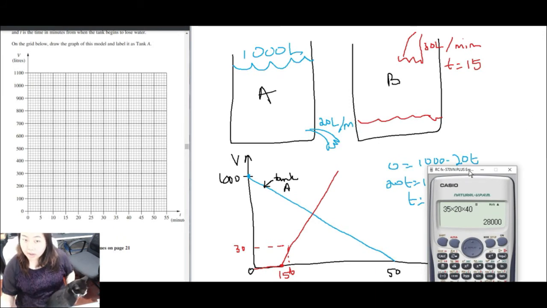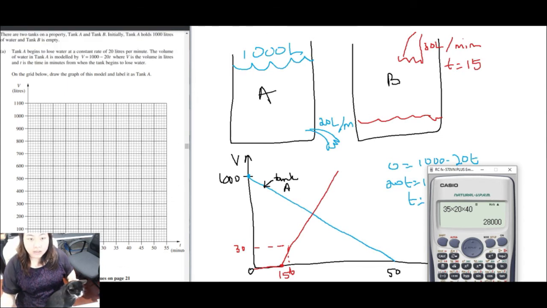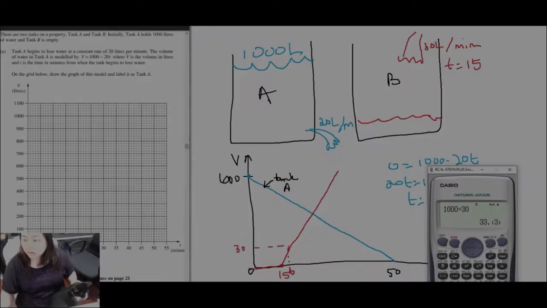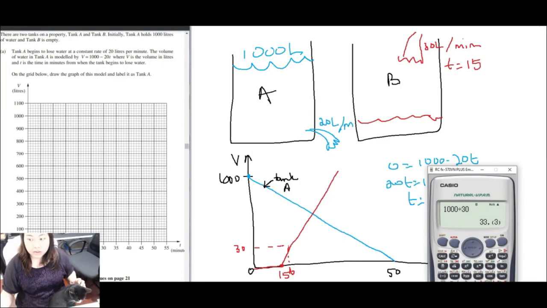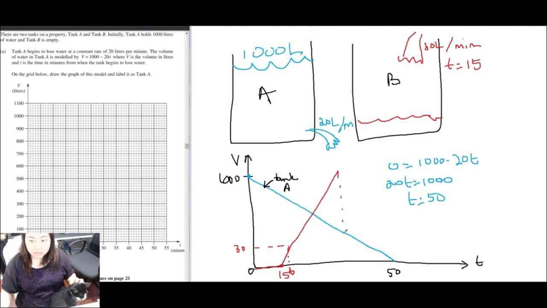Okay, how long does it take to completely fill it up? I'm going to assume that tank B is the same size as tank A. It doesn't actually say, but I'm going to assume that it can only hold 1,000 liters as well. It will take 33 1/3 minutes to fill it up. So it will end at 33 1/3 minutes.